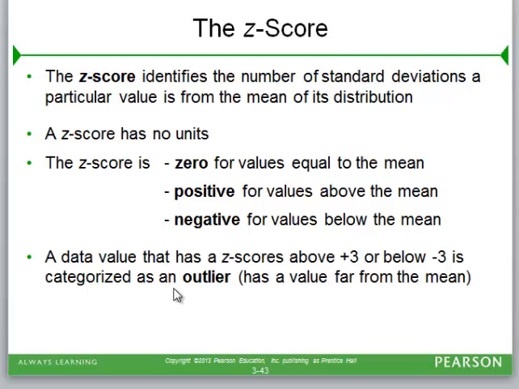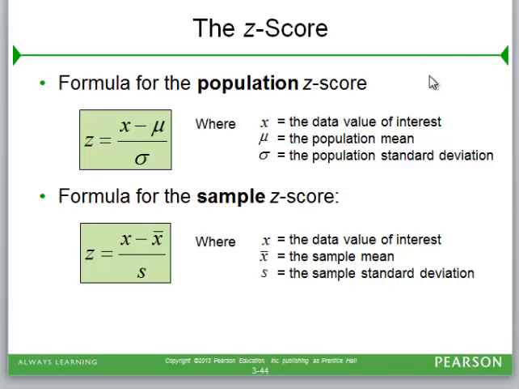Remember, for a group of data, if you calculate the z-value and it is greater than 3 or less than -3, that means that value is an outlier. So your conclusion should not be affected by this outlier. That means that value is far away from the mean.